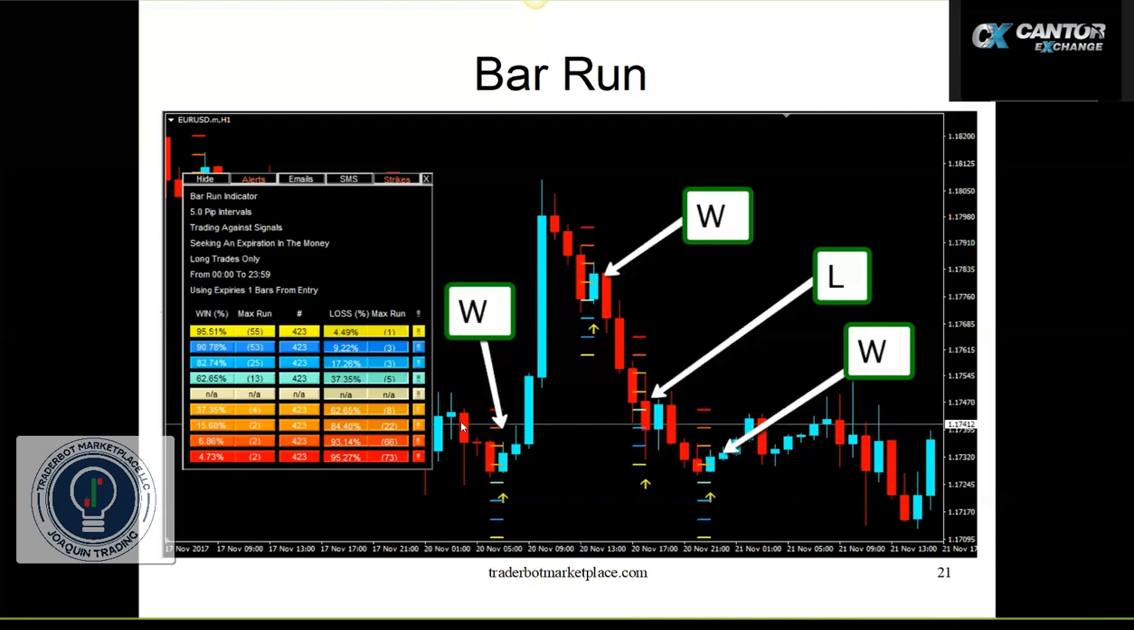But you can count 1, 2, 3, and the next one is a winner. Again, 1, 2, 3, and the next one is a winner. This one is a loser. It closed down. It did not close up. We've got an up arrow, so it was a loser because it closed down, and the next one was a winner. Now, based upon these 4 trades, there's a 75% probability, but you can't do anything with 4 trades. Over here, we're looking at the past 423 trades, which you can look at probabilities from that perspective.